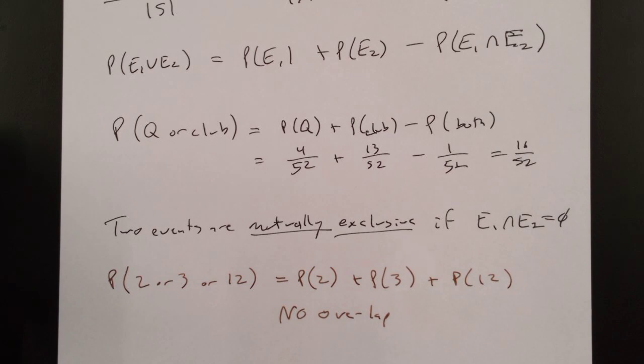Which means I go back to that big 6 by 6 grid and I count. There's one way to get a 2. There's 2 ways to get a 3. And there's one way to get a 12. So your chance of losing the first throw is 1 in 9, 4 out of 36.